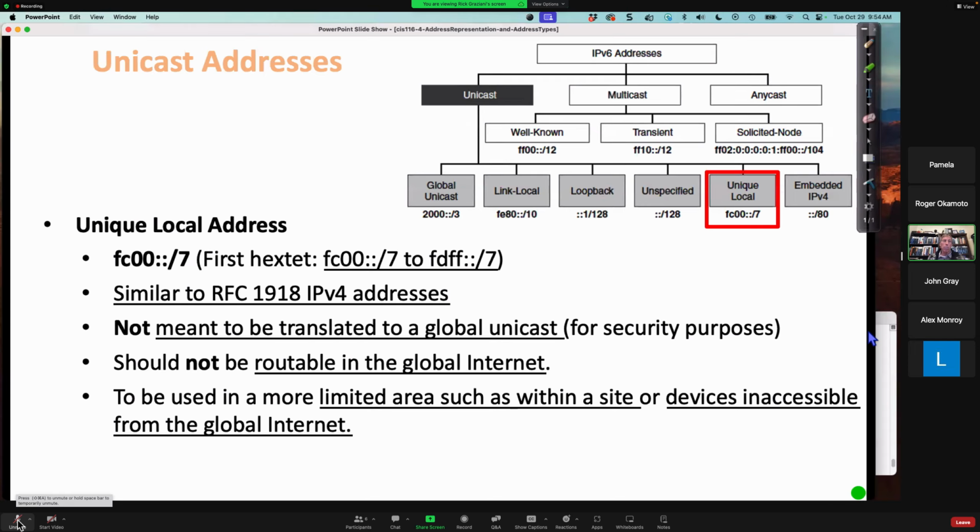Now, again, your computer can have both. It can have this unique local and it can have a global unicast address. But maybe you have devices that you only want accessible from the inside. Now, firewalls, your router, access control lists, you can control that. But you can use a unique local address to say these are devices I want to make sure are only accessible from the inside and never from the outside.